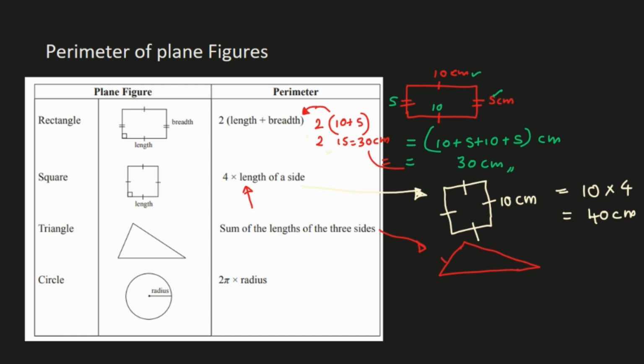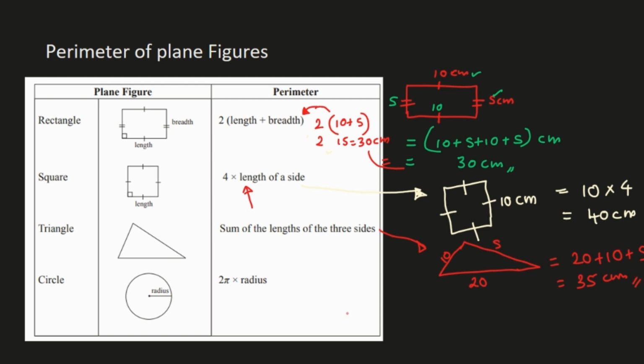For example, if this is 10, if this is 5, and if this is 20, the perimeter will be 20 plus 10 plus 5, which is 35 centimeters, if all these are in centimeters. So the perimeter of this triangle will be 35, which is the sum of the lengths of the three sides. Okay, that's about the triangle.